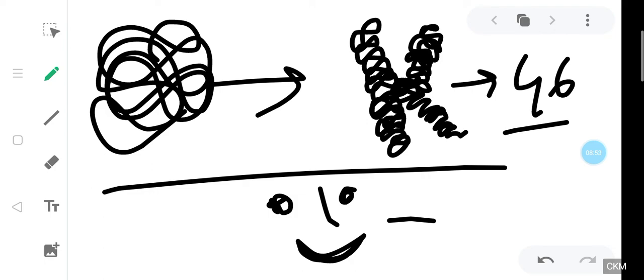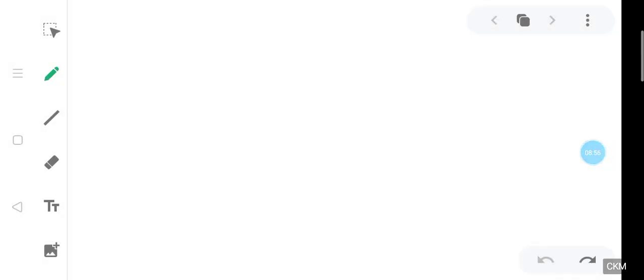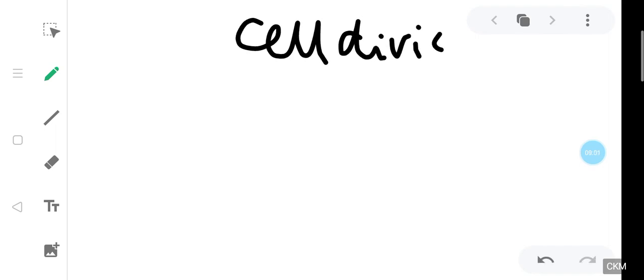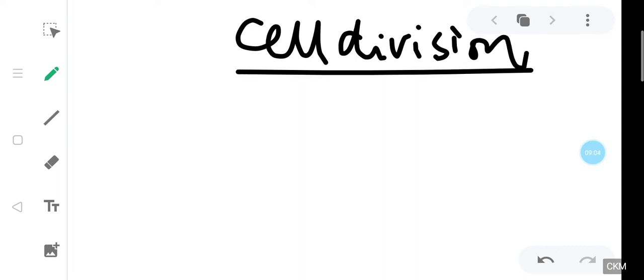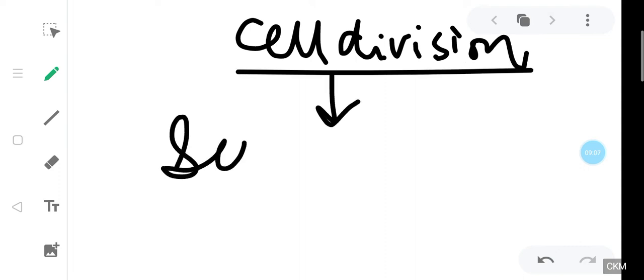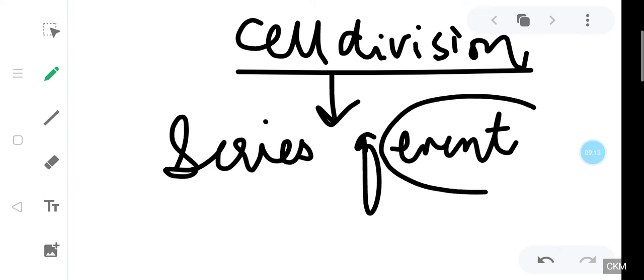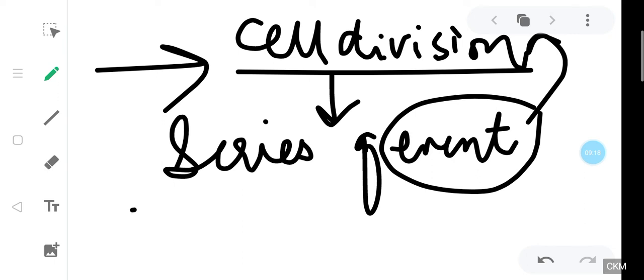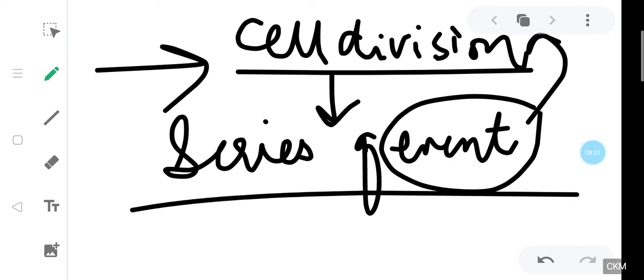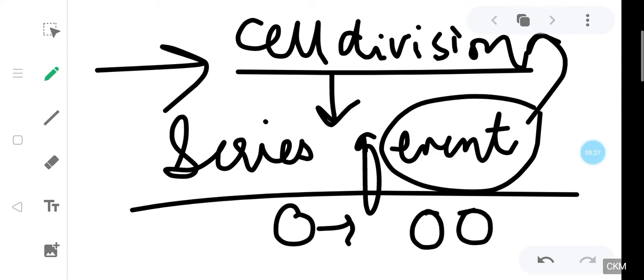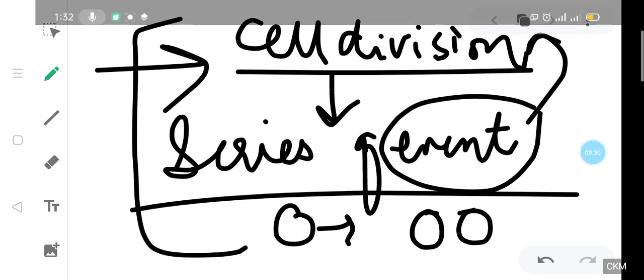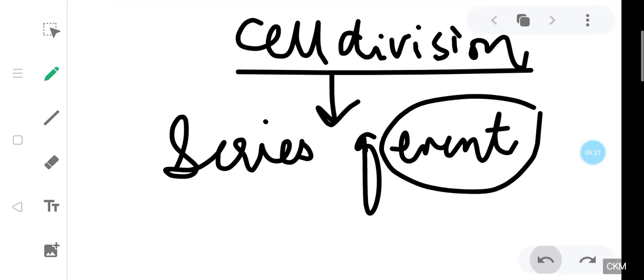Now let's see what basically the cell division is. Basically, cell division is going to complete in a series of events. There are many events which complete the cell division. When the cell is going to divide, it goes through a series of events, and after this series of events, a cell divides into two cells. And this is basically known as the cell cycle.